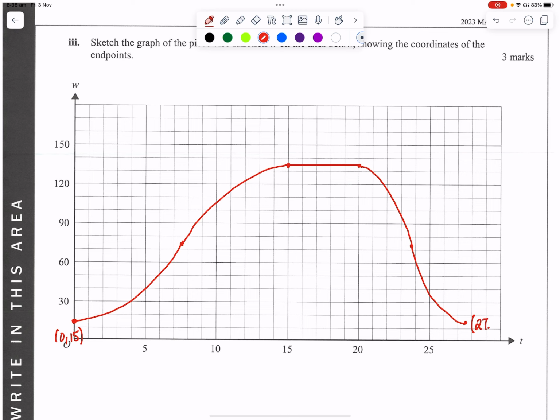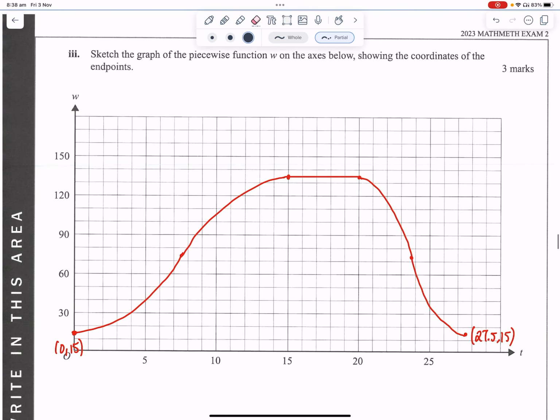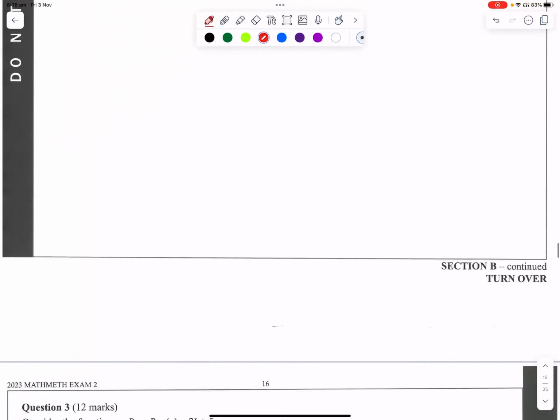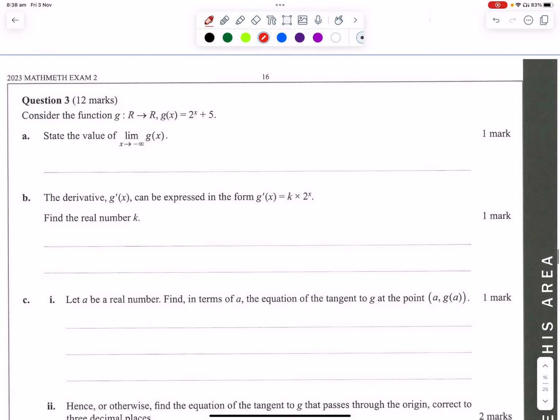Okay, sketch a piece showing the coordinates of the endpoints. So 27.5, 15. That's pretty much all we need to do. We know that's 15, 135, and that's 20, 135, but it didn't ask us to do that. But yeah, so that's our graph. Now it's finished.